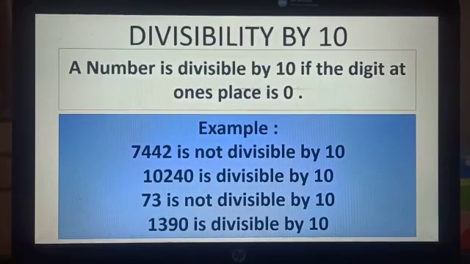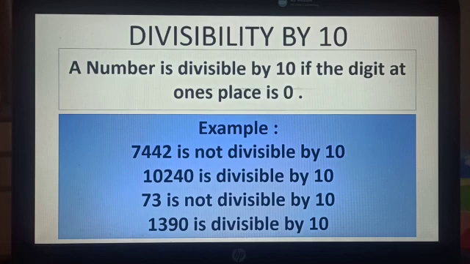Now, we will discuss divisibility by 10. A number is divisible by 10 if the digit at ones place is 0. For example, 7442 is not divisible by 10 because its ones place digit is not 0.